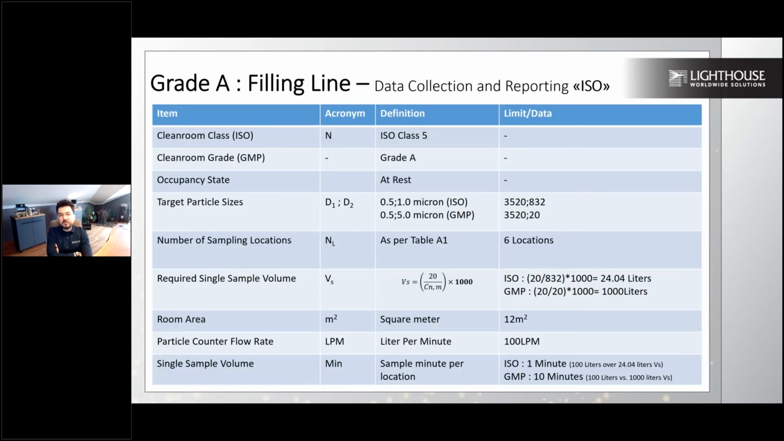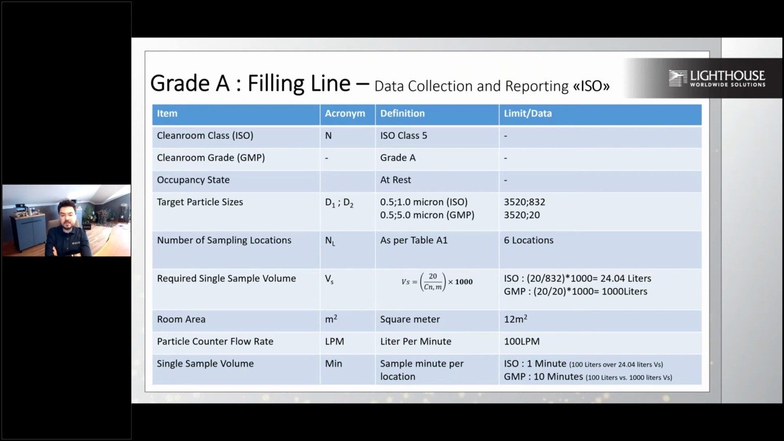This is the general summary. For ISO class, we are going to make ISO class N as an ISO class 5, which is grade A respectively. Occupancy state will be at rest for our testing. Target particle size for ISO is 0.5 and 1 micron, which is 3520 and 832.